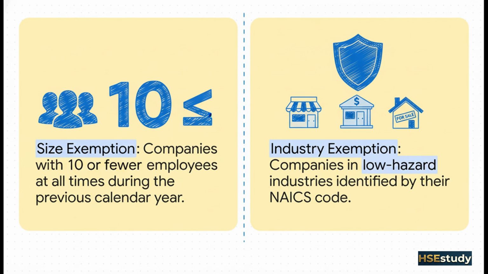Now, there are a couple of ways you might be exempt from the routine record keeping. First up is size. If your company had 10 or fewer employees at all times during the last year, you're exempt. The second way is by industry. OSHA has a whole list of what it considers low-hazard industries based on their NAICS code. We're talking about places like retail stores, banks, insurance agencies, that kind of thing.